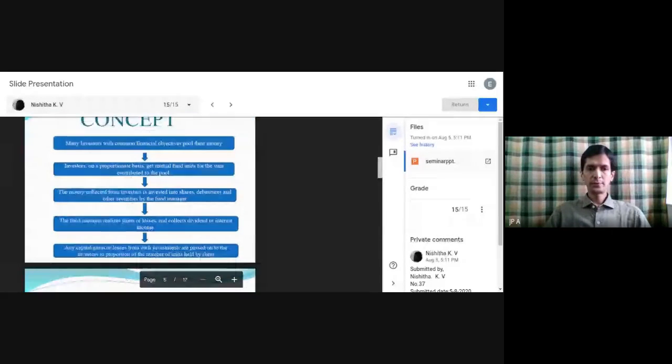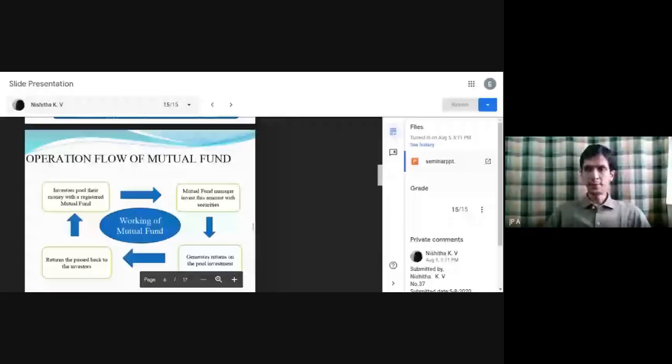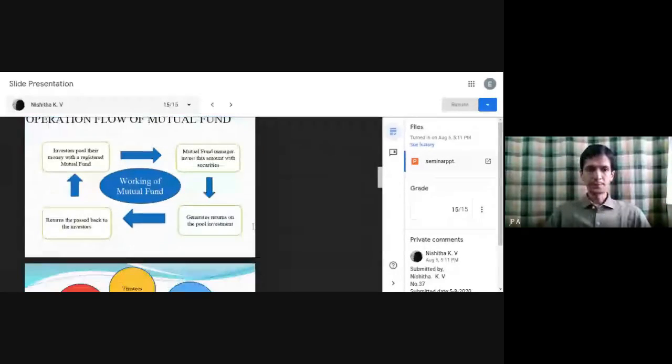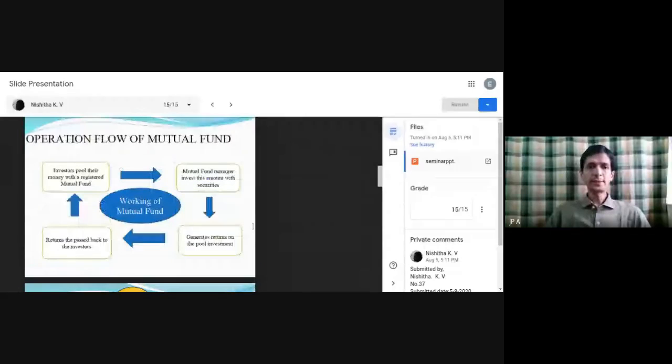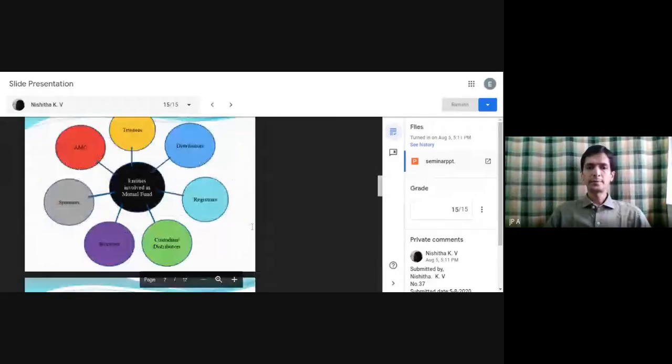This is all good. Showing it like a flow chart makes a very good impression upon the audience. They get a very clear idea of how the mutual funds work. So instead of writing something, drawing such a flow chart will make the idea very clear to the audience. So this is also good.